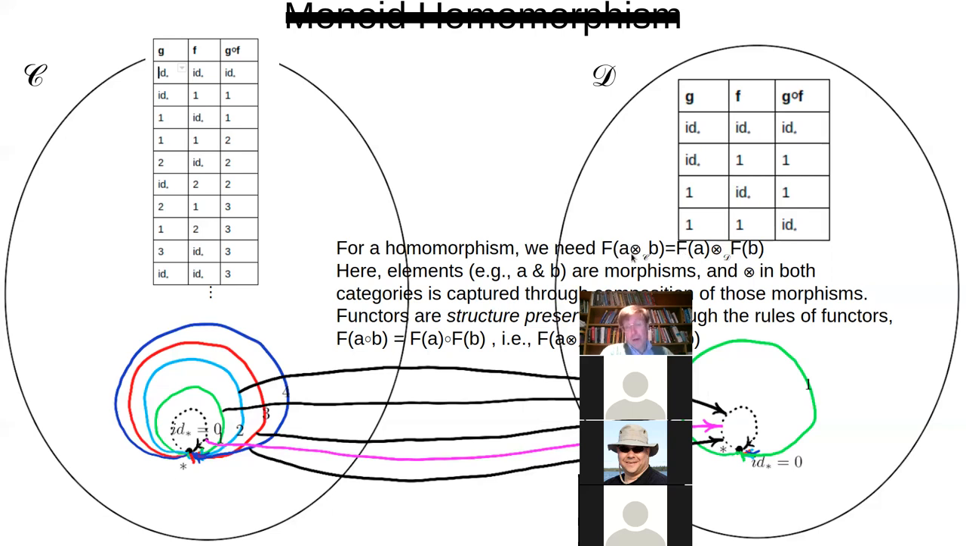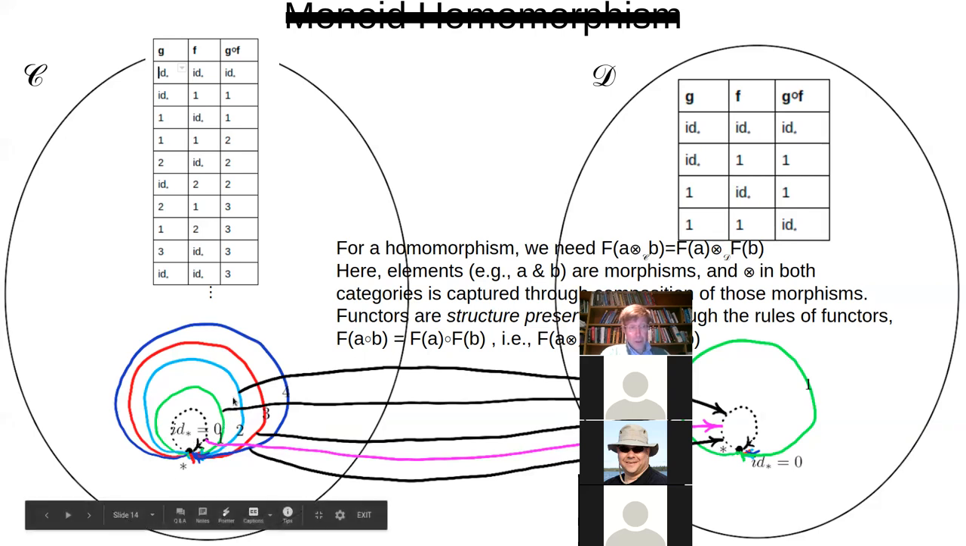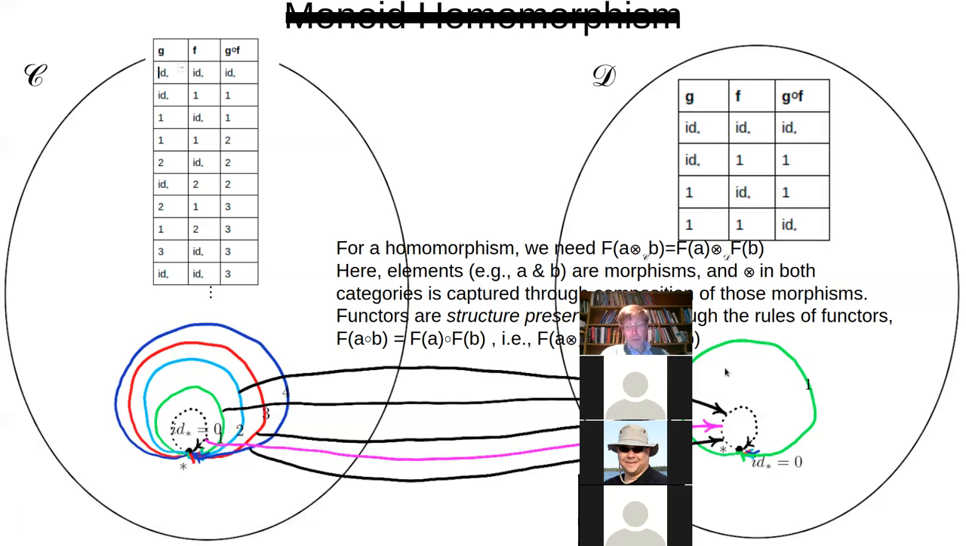And it turns out that this is exactly the rule that we get when we consider tensor product to be composition. So this rule is guaranteed for a functor if we have tensor product being composition. So if we consider any two morphisms over here in C, and we consider their composition, and we map that over with a functor F, we have to get something which is the result of combining the two morphisms mapped over, and composing them in D.